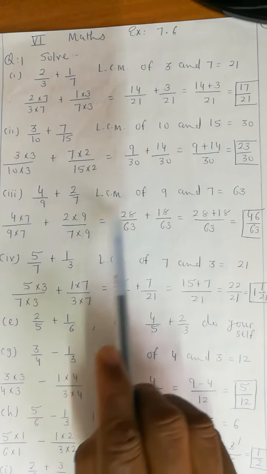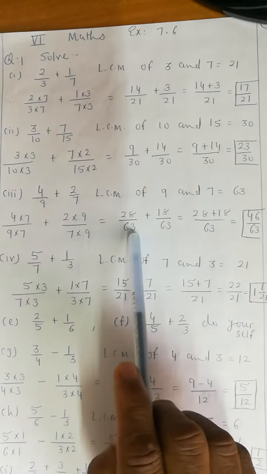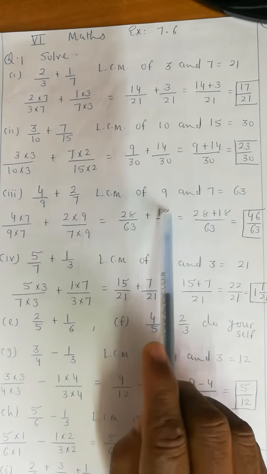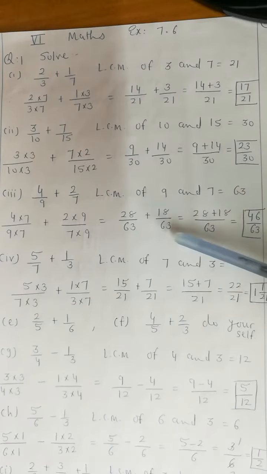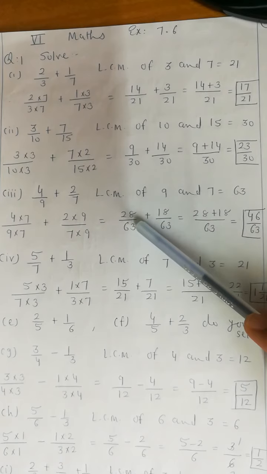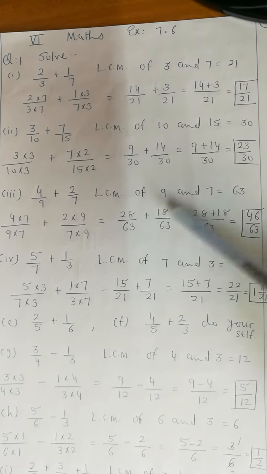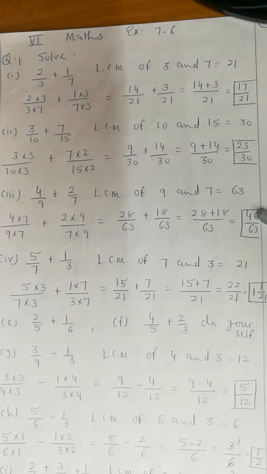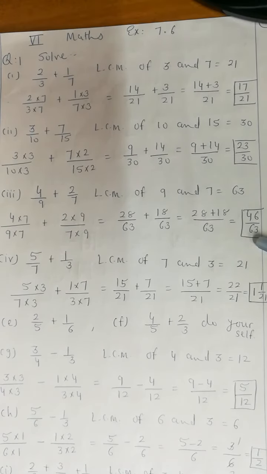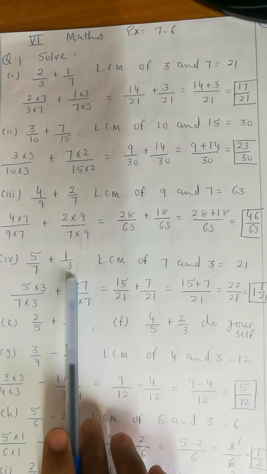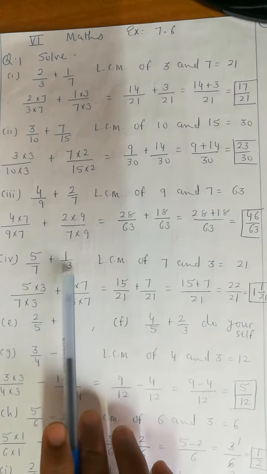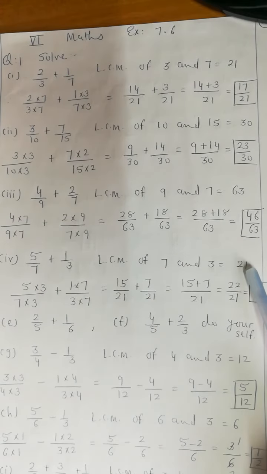4 sevens are 28 upon 63. Plus 2 nines are 18 upon 7 nines are 63. Now the denominators are same, 63. Add the numerators, 28 plus 18. 28 plus 18, 46. Our answer will be 46 upon 63. Now fourth, 5 upon 7 plus 1 upon 3. LCM of 7 and 3 will be 21.